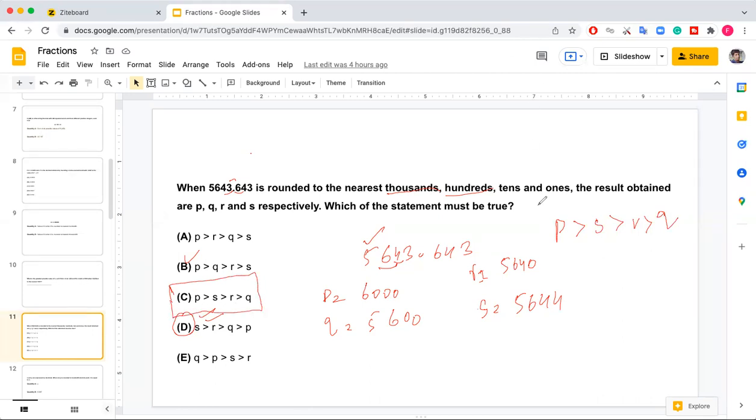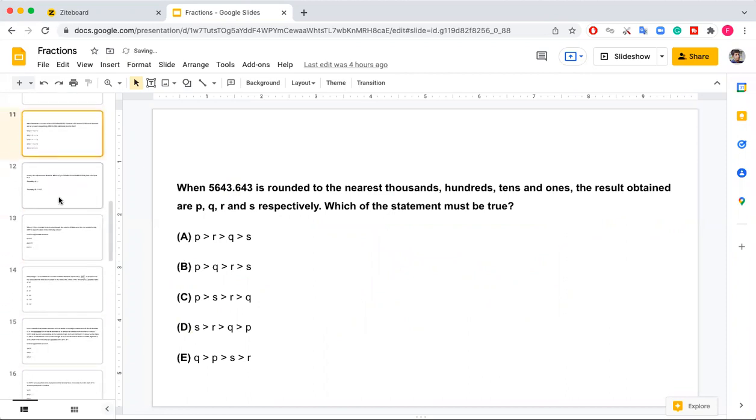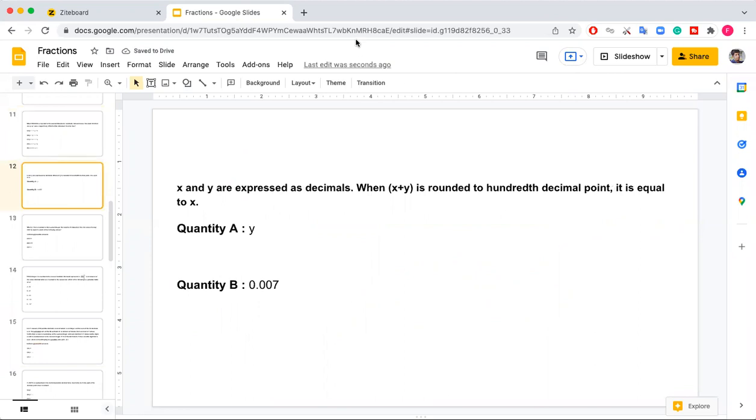Everyone got this? Shall I move forward now? Yes. Because you have plenty of questions. This is an easy question. The hard question is just coming up. Okay. Try this question. This is a very interesting question, probably a level 3 or level 4 question.